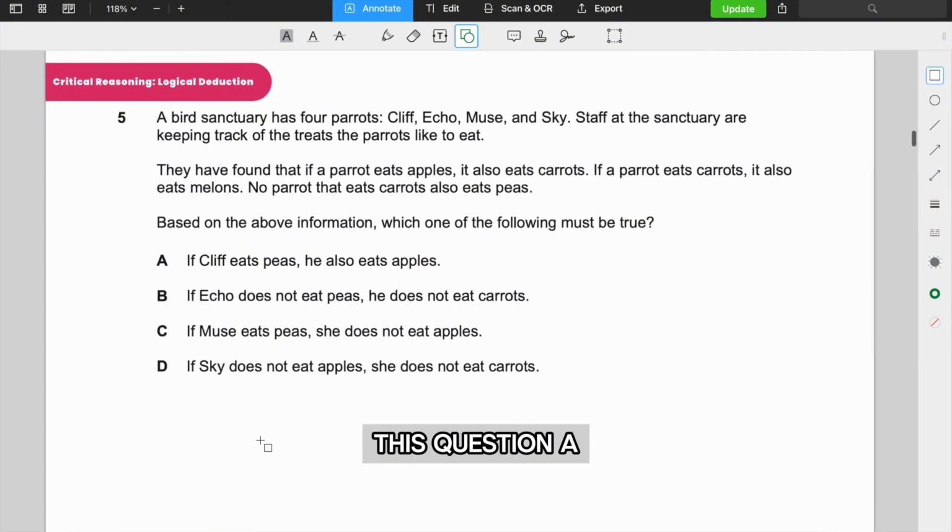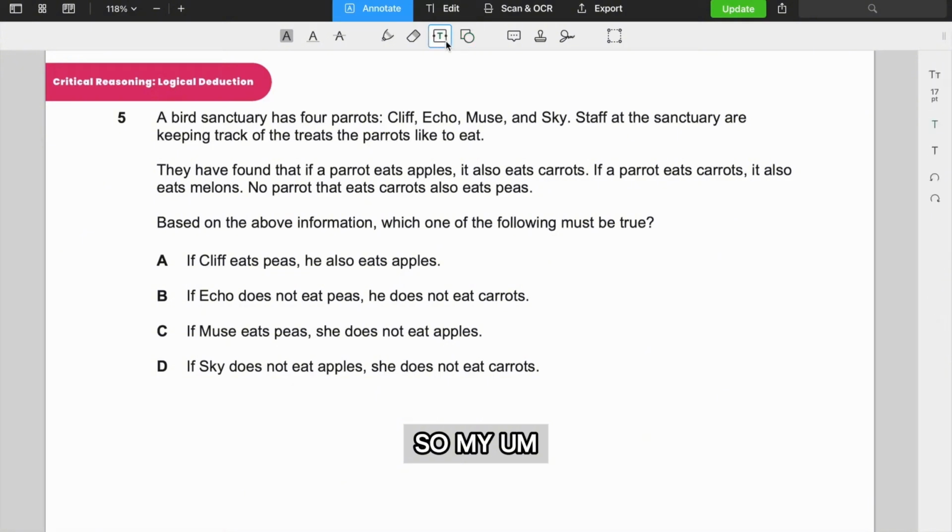So we have this question. A bird sanctuary has 4 parrots, Cliff, Echo, Muse and Sky. Staff at the sanctuary are keeping track of the treats that the parrots like to eat. They have found if a parrot eats apples, it also eats carrots. If a parrot eats carrots, it also eats melons. No parrot that eats carrots also eats peas.